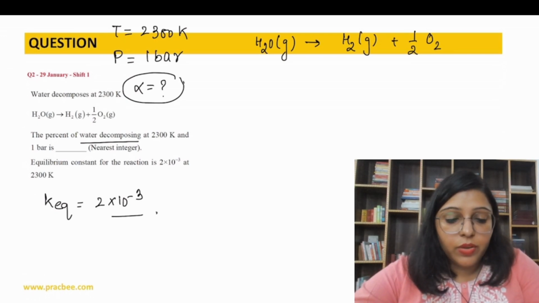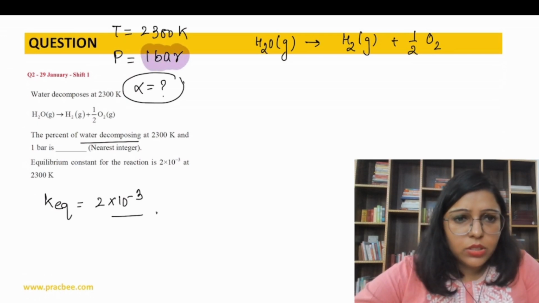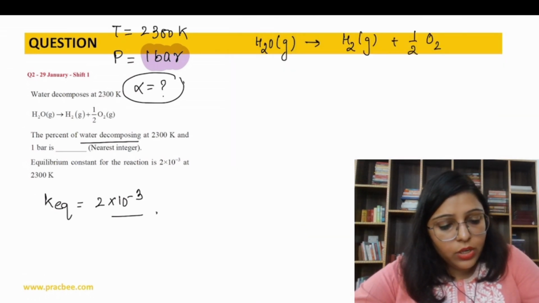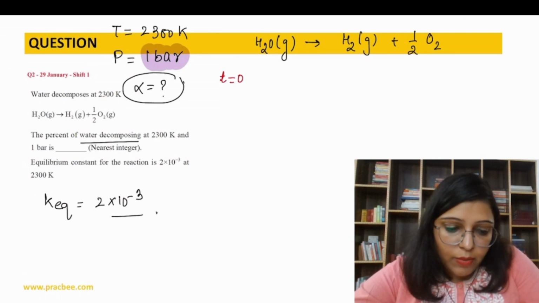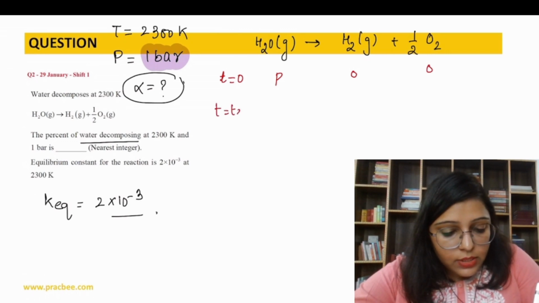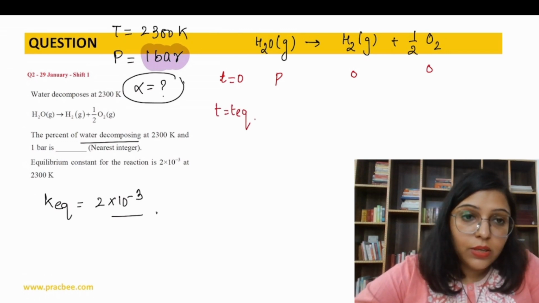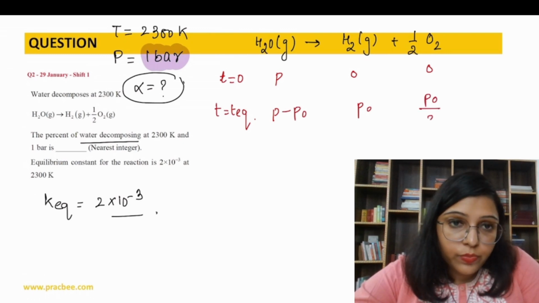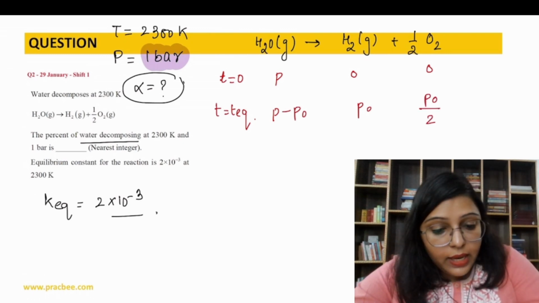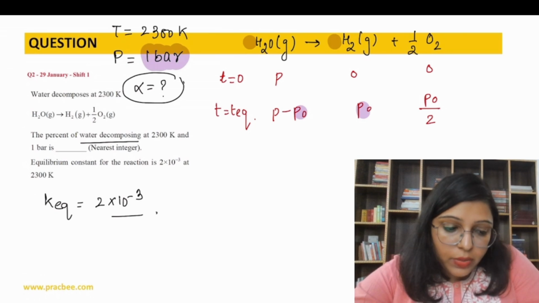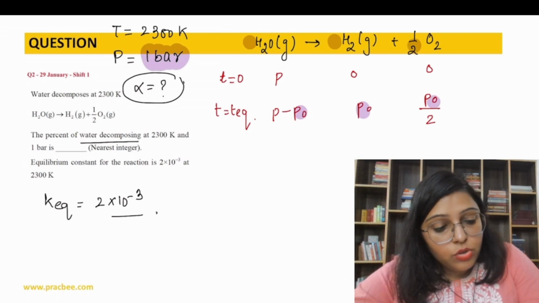Okay, so see, first of all, here pressure is given. Moles and concentration are not given, right? So pressure is given. So what I am going to do is take, at t equal to 0, pressure P. H2 is 0, O2 is 0. Now after some time, or we can say at equilibrium, we have P minus P naught, this is P naught and this is P naught by 2. Because coefficient matters. Here the coefficient is 1, so we write P naught. Here the coefficient is 1, so P naught. Here the coefficient is half, so P naught by 2.